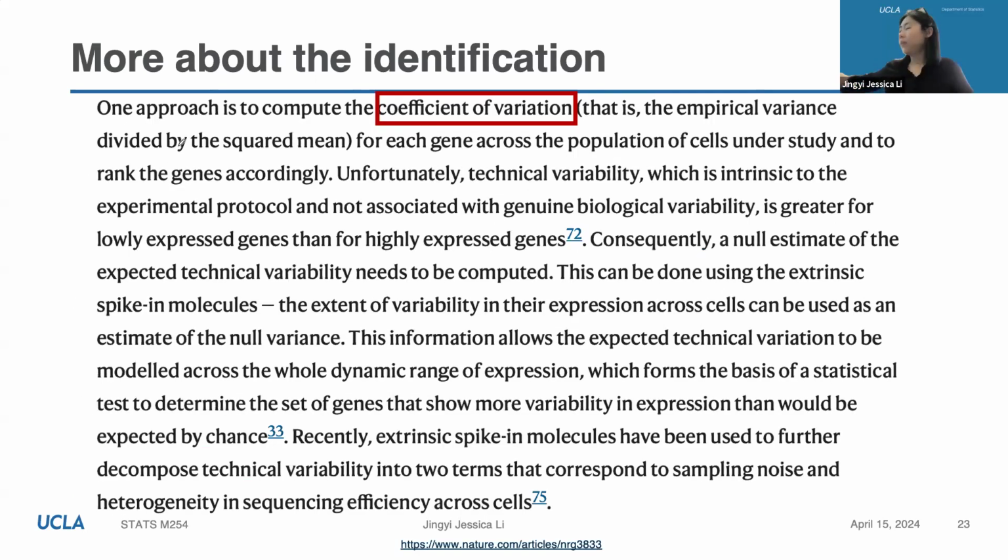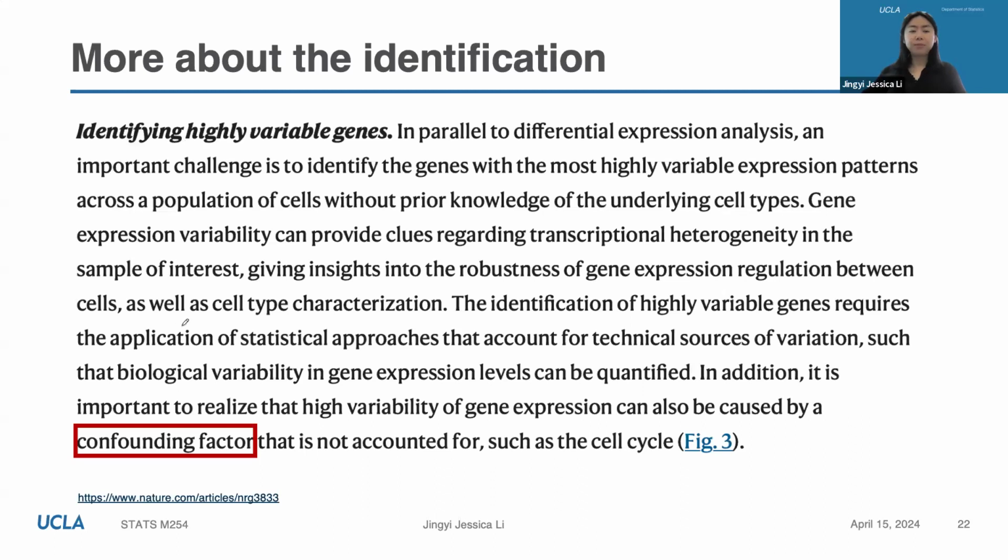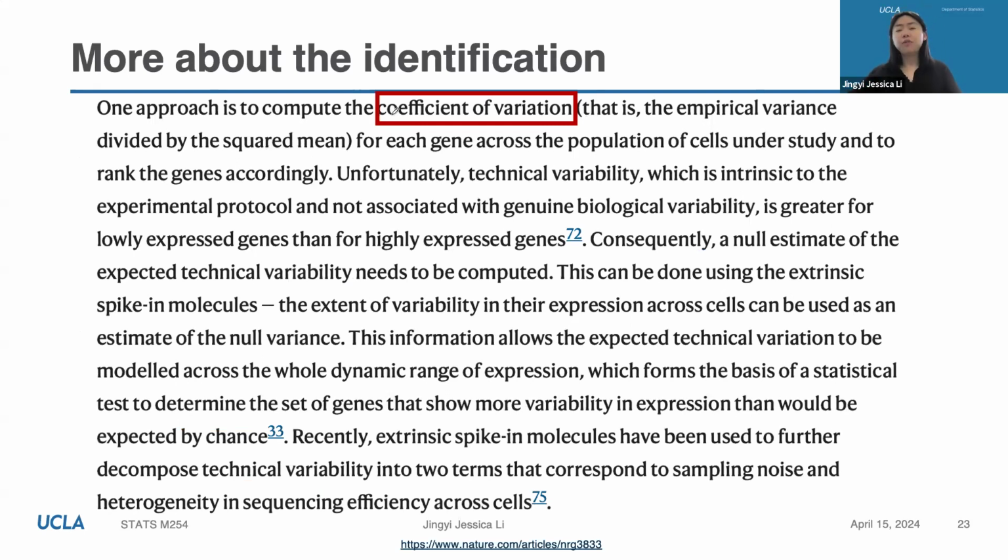And this is following this paragraph. It's just an excerpt from this review article. One approach is to compute the coefficient of variation, that is, the empirical variance divided by the square mean for each gene across the population of cells under study, and to rank the genes accordingly. Unfortunately, technical variability, which is intrinsic to the experimental protocol and not associated with genuine biological variability, is greater for lowly expressed genes than for highly expressed genes. Consequently, a null estimate of the expected technical variability needs to be computed.